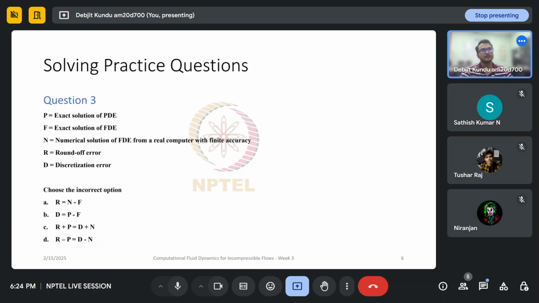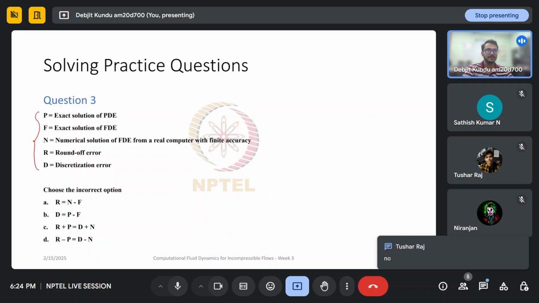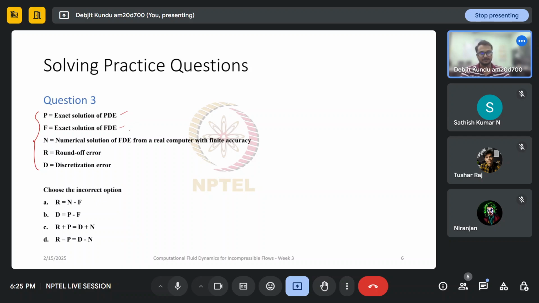So we first of all define some variables here. P, F, N, R, and D. Let's say P is the exact solution of the PDE, the partial differential equation. F is the exact solution of the finite difference equation, FDE. And N is the numerical solution of FDE from a real computer with finite accuracy. Now, this is all just a caveat, it just has some round-off error along with it. So this has a round-off error. That's all.